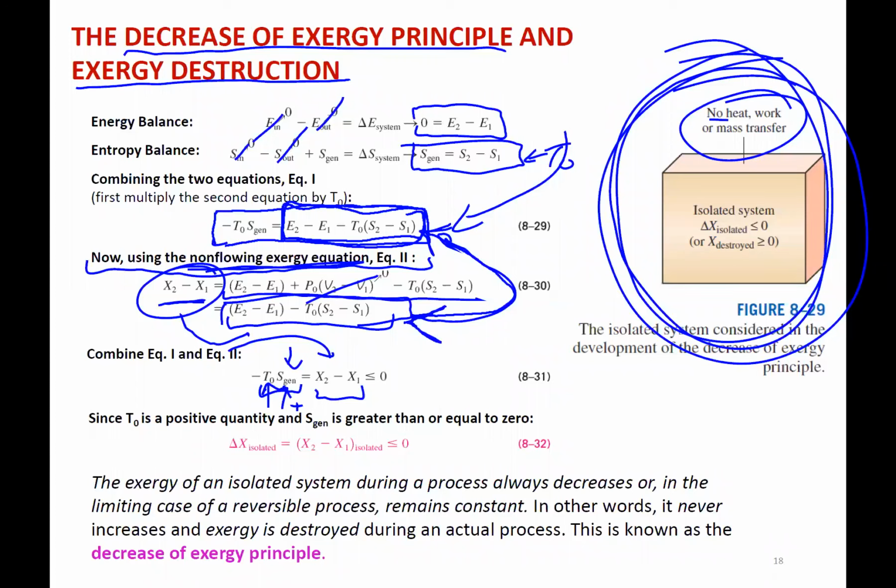So you have basically a positive times a positive, and then you have this negative, which switches it to negative. Or you can have 0 here, right? Because if Sgen is 0, it makes it all 0. So that means this x2 minus x1 has to be less than or equal to 0. Okay? So that is our decrease of exergy principle. Okay?